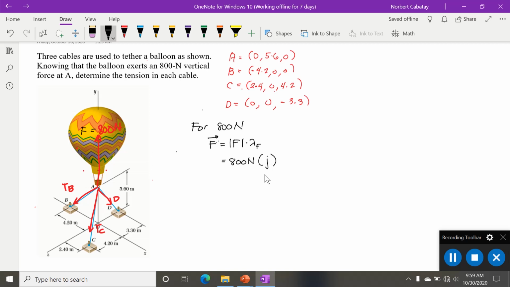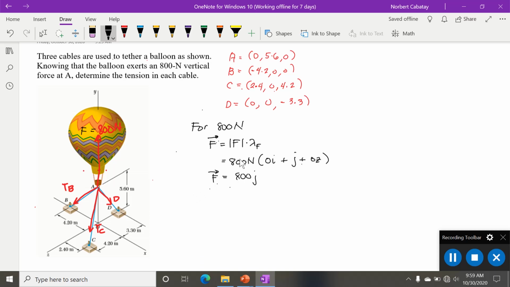j lang. Wala siyang i, kasi kung tutuusin, 0 siya sa i, kasi wala naman siyang component along i o along x, tapos directed siya towards vertically upward, so kaya positive j, plus, wala din siyang component sa z, kasi directed siya sa y, so 0z din siya. So, ibig sabihin, ang force natin na tinutukoy na to is 800 j lang, in terms of newtons. Ano po? So, meron na tayong F.